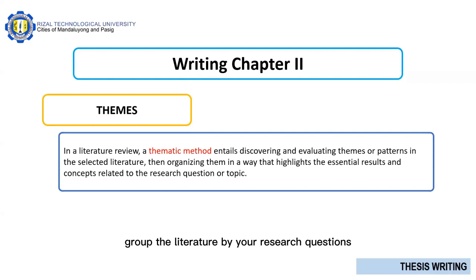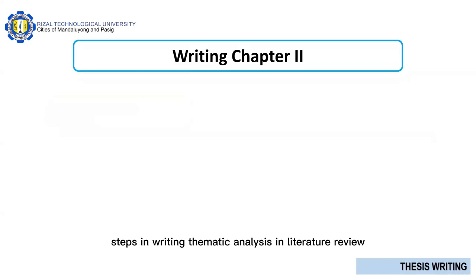Group the literature by your research question's main themes. Provide a study overview and main findings and conclusions for each theme. Analyze the topics and their relevance to your research question. Finally, make sure you cite all references. Steps in writing thematic analysis in literature review.